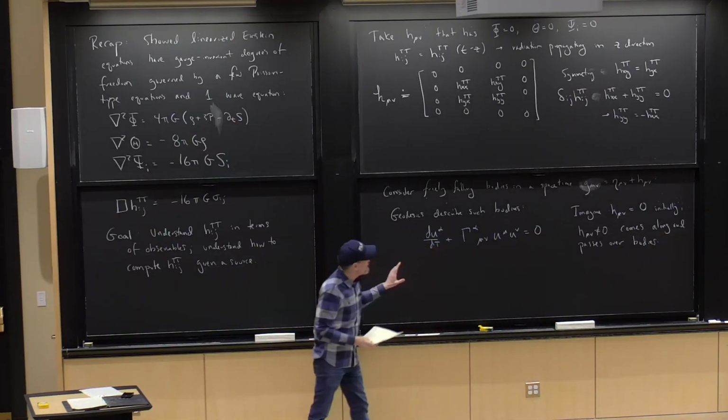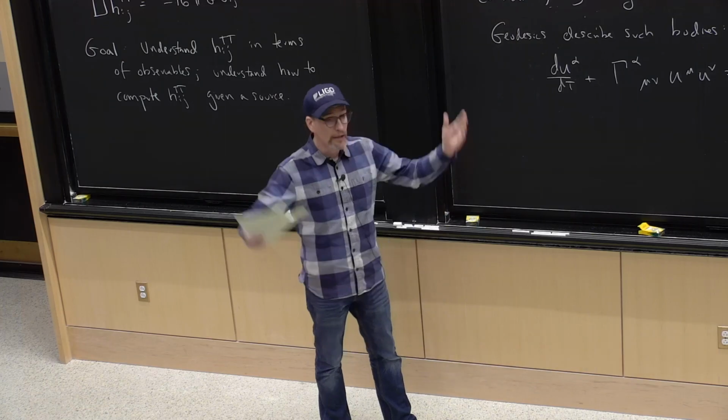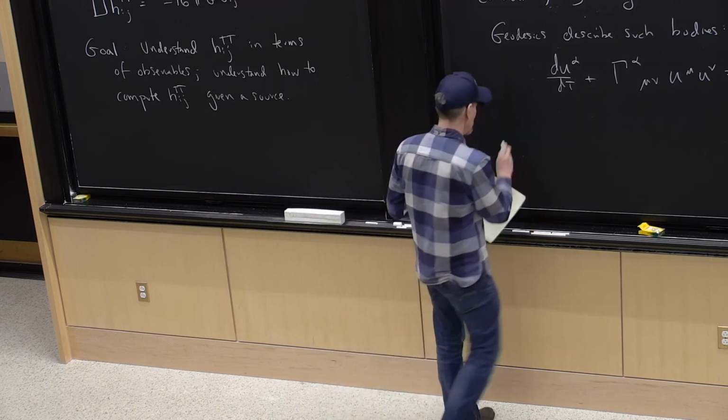I'm going to imagine that these bodies are initially at rest. Okay, so when I'm in this regime where h mu nu is equal to 0, these guys are just sitting stationary with respect to whoever is making these measurements.